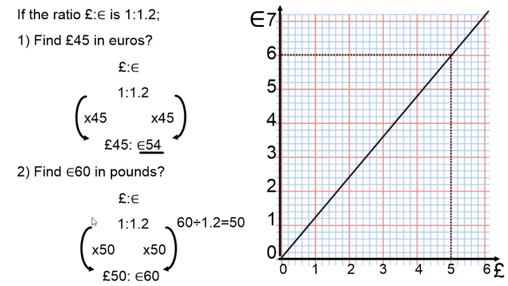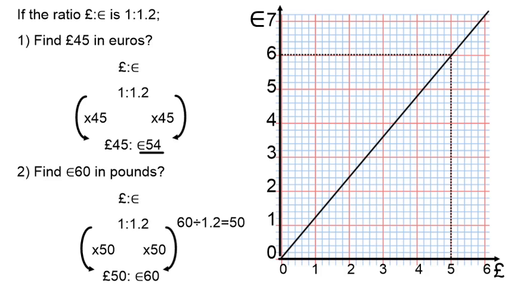For question 2, find €60 in pounds. So when we look at this idea of ratio, well, I'm not sure how many lots of 1.2 makes €60. So I'm going to need to divide it. So 60 divided by 1.2 would be 50. So that's telling me I'm going to have 50 lots of £1, which is just £50. So the key thing here is to find how many lots of euros go into €60. We're going to have to divide, and it's that amount that becomes the pounds.